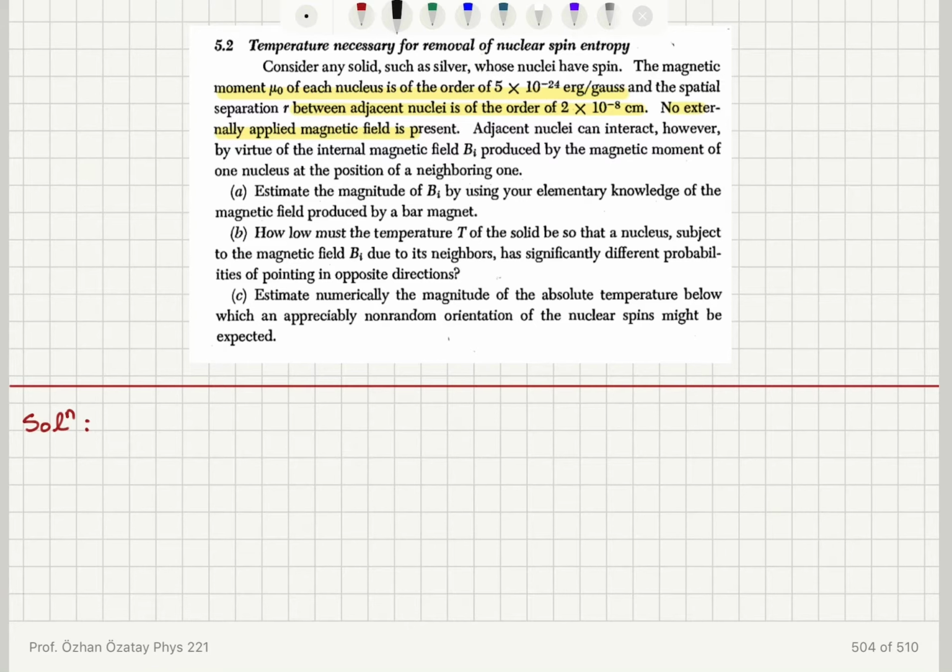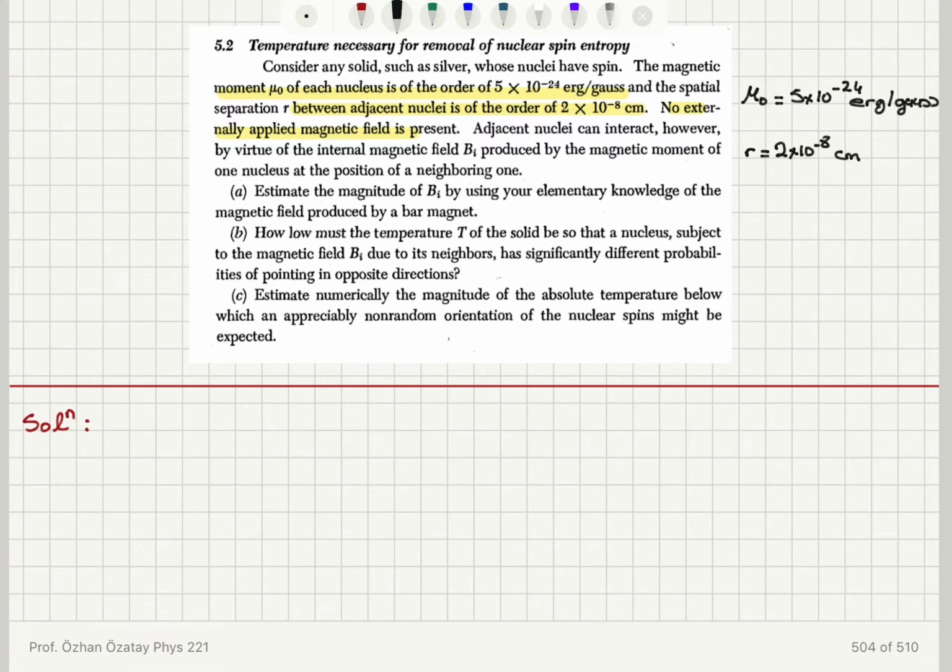So first of all, we have a magnetic moment of each nucleus, 5 times 10 to minus 24 ergs per Gauss. I'm going to do this calculation in CGS and then convert to SI, and I will explain the reason why. The distance between nuclei is 2 times 10 to minus 8 centimeters.